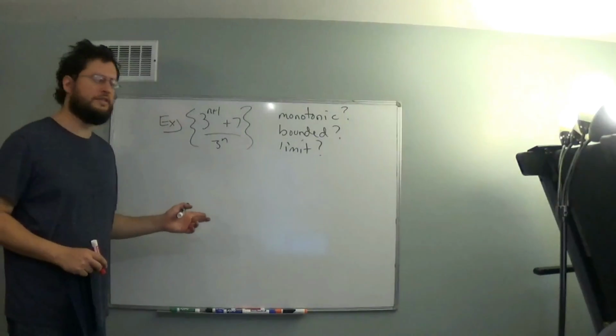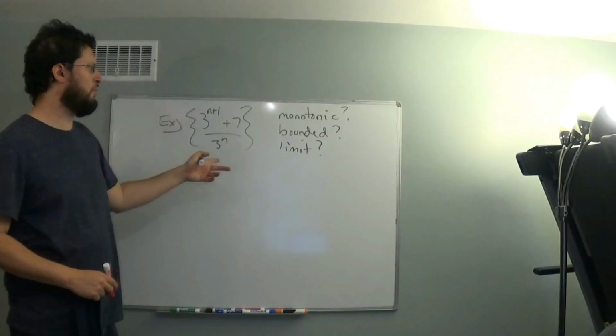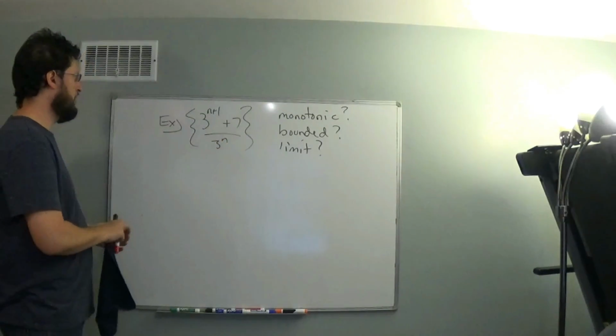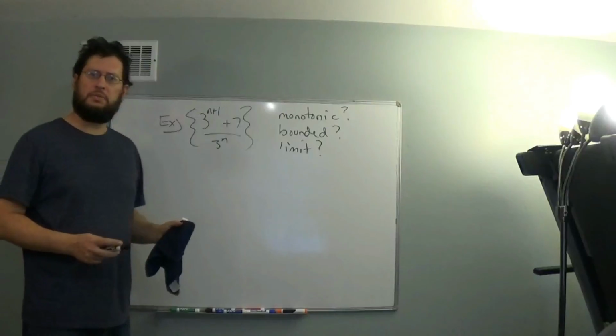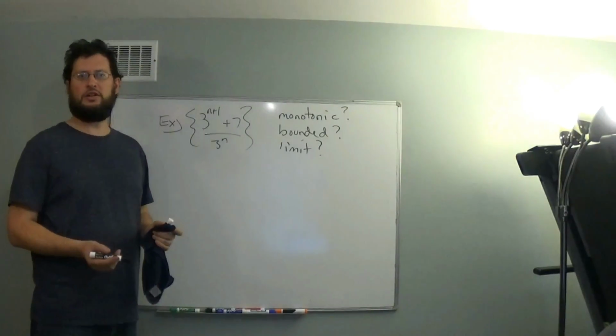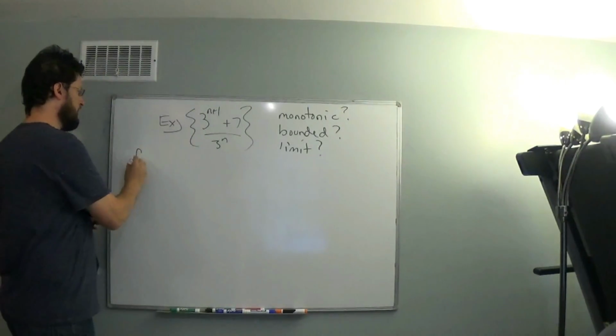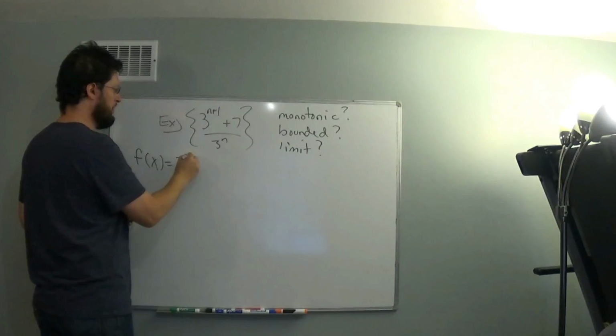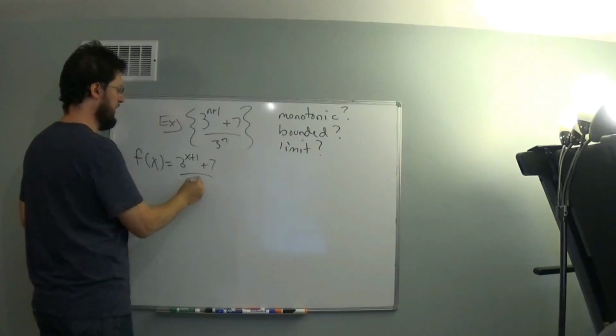In this question, we're asked to look at this sequence and determine whether it's monotonic, bounded, and if it has a limit. So monotonic, remember, means that it's either always increasing or always decreasing. So we're going to look at this as a function, 3 to the x plus 1 plus 7 over 3 to the x.